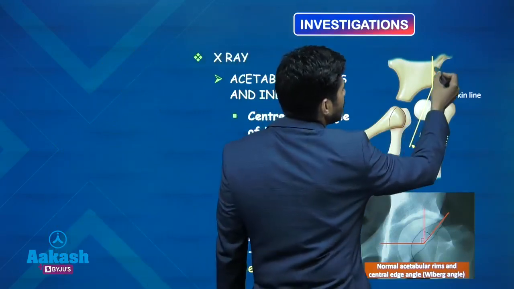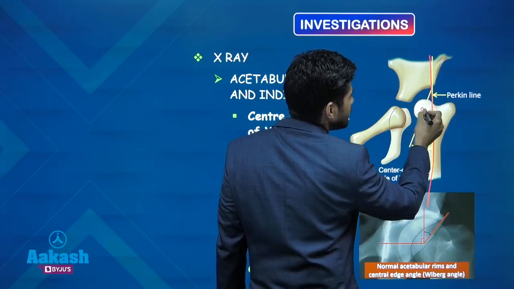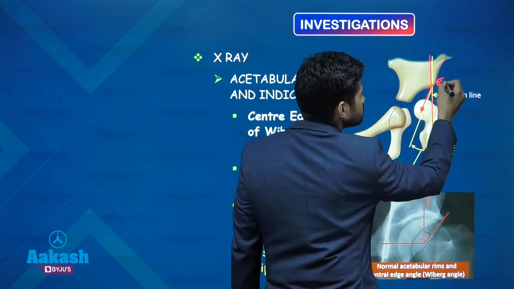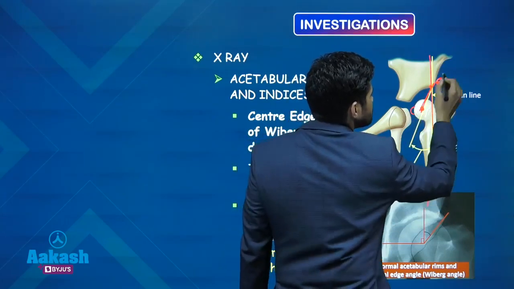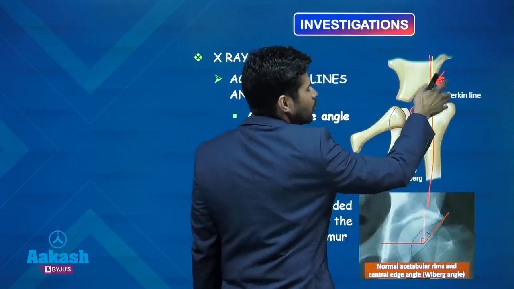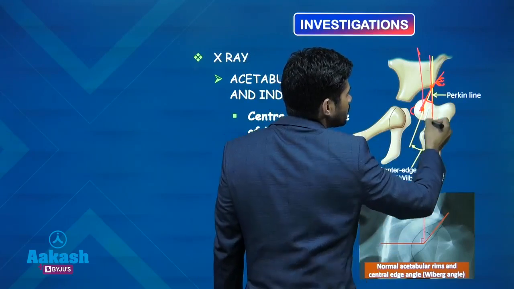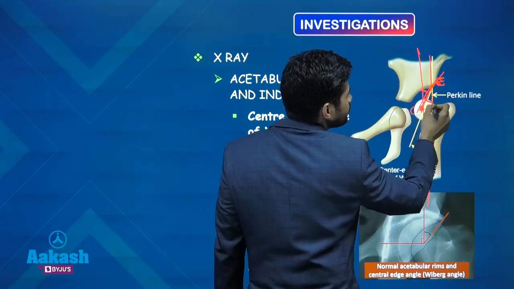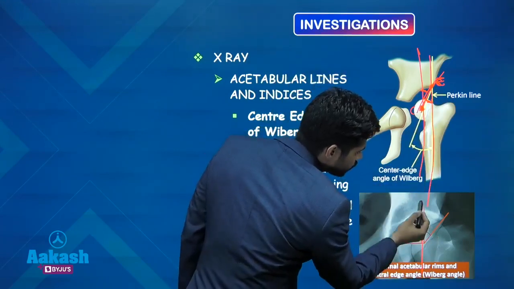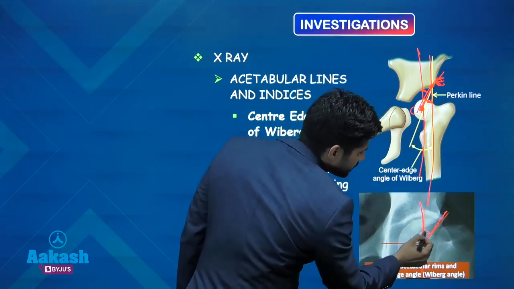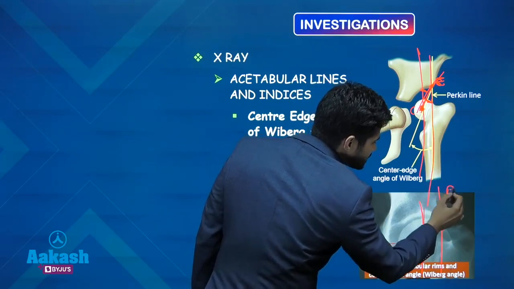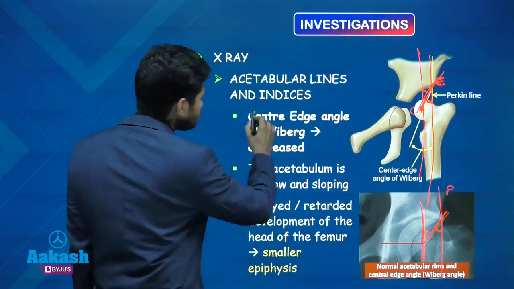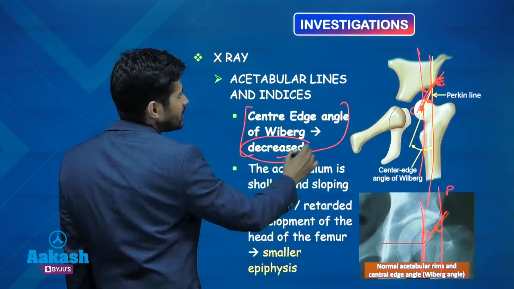Center edge angle. Now we are measuring the angle between the Perkin line and the center of the femoral head, and a line crossing from the center to the edge of the acetabulum. This is the center of the femoral head, this is the edge of the acetabulum. So this is the center edge angle. This line can also be drawn in adults, like we can drop a perpendicular here from the center and measure this angle. These two angles will be the same, like in this case. If we drop a line from the center of the femoral head, or we drop a line from the lateral edge, that is the Perkin line, and measure this angle, these angles will be congruent, they will be the same. So the center edge angle will be decreased.